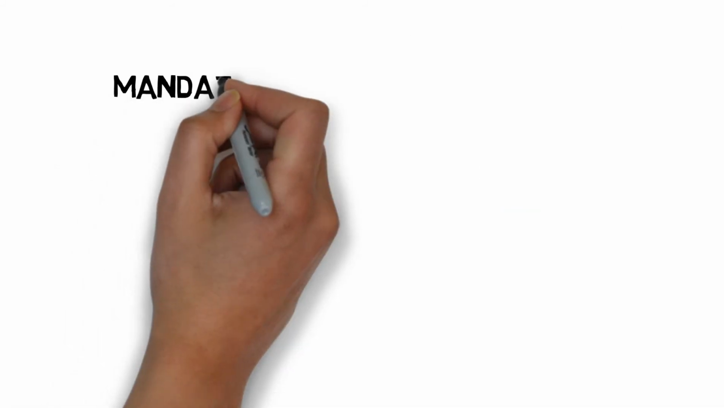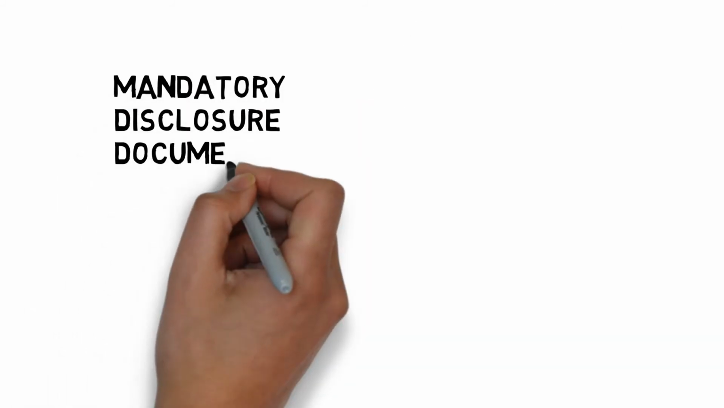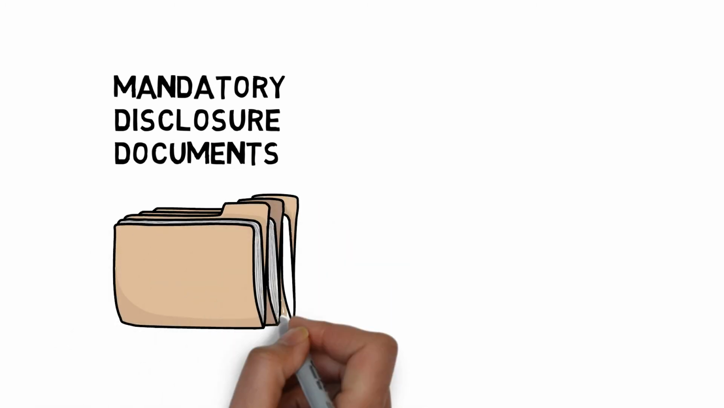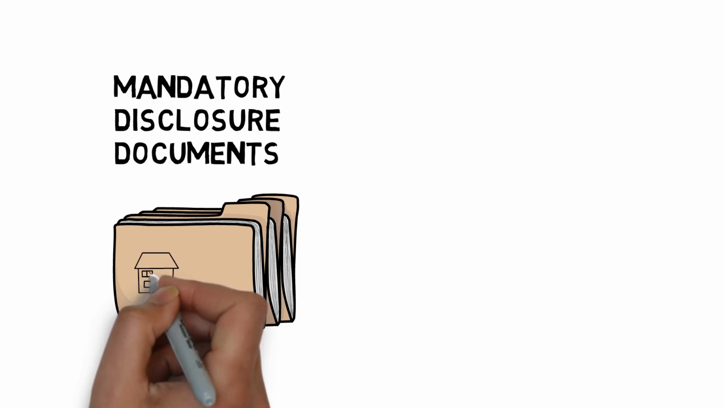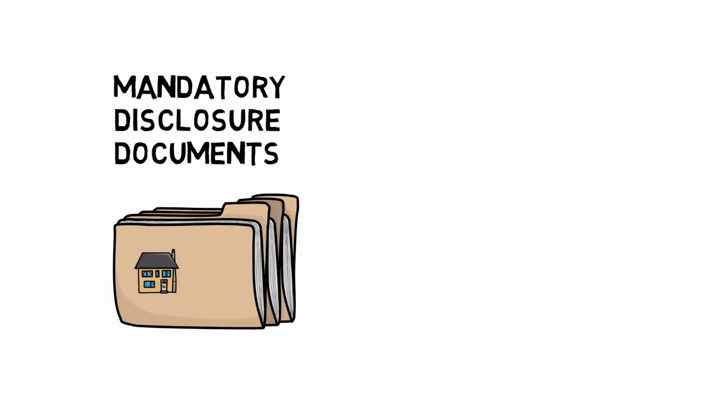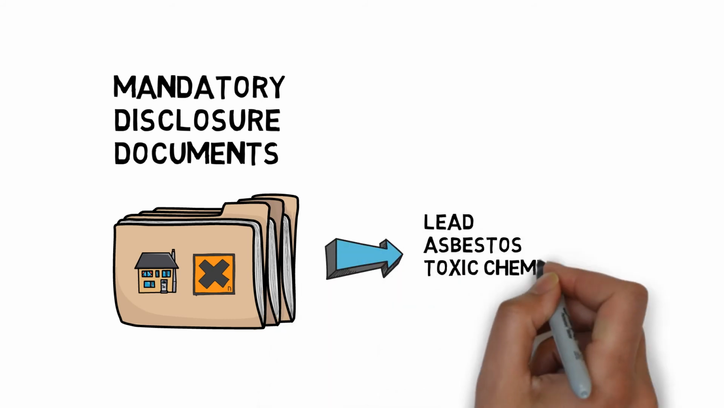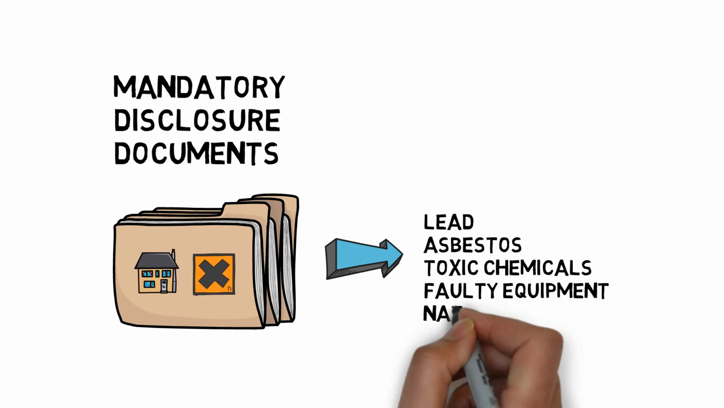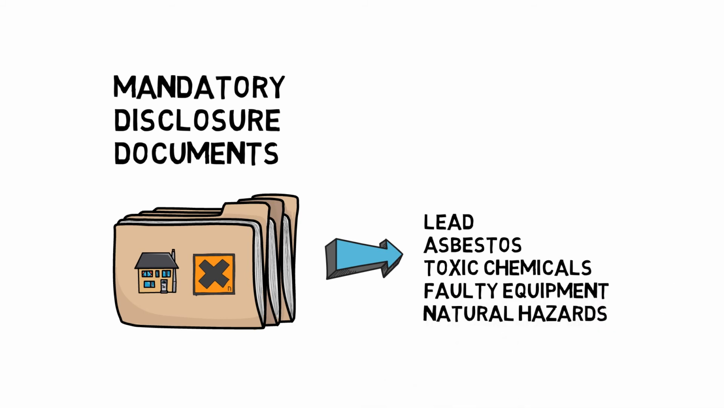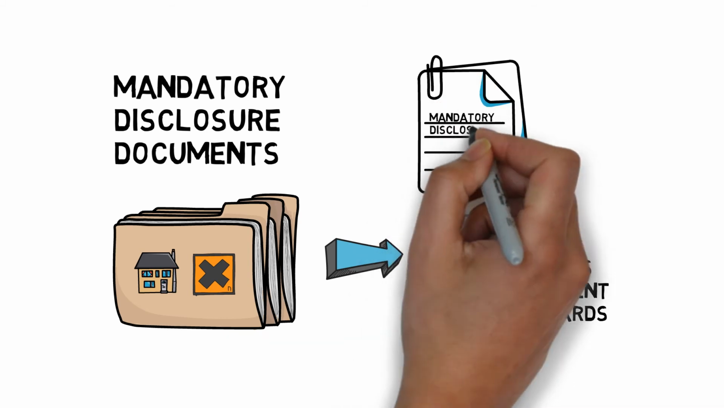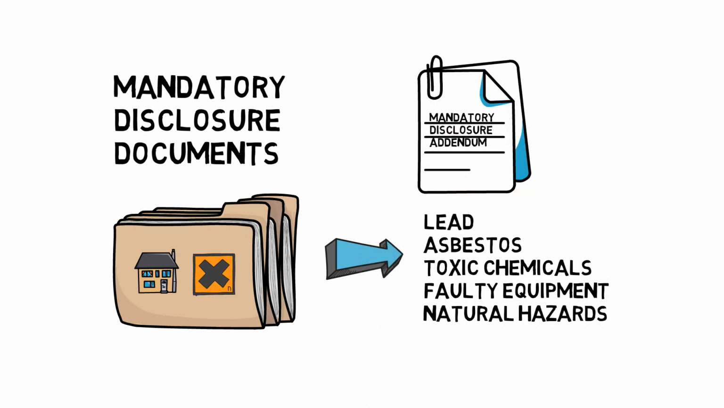By law, sellers must provide the mandatory disclosure documents before selling a property. This is mainly involved in some specific hazards or problems, which may potentially affect the property in the long term. Some examples include lead, asbestos, toxic chemicals, faulty equipment, or other natural hazards, such as flood and bushfire. Mandatory disclosure addendum is commonly used to provide the missing information from the original contract.